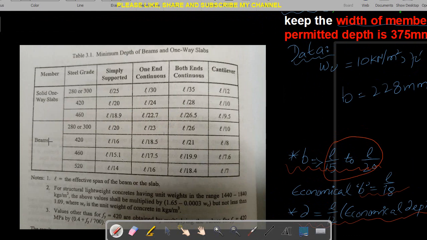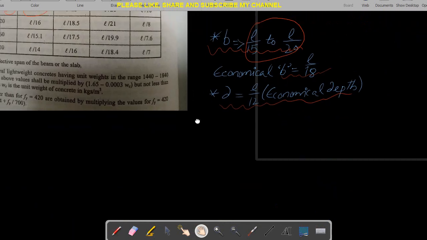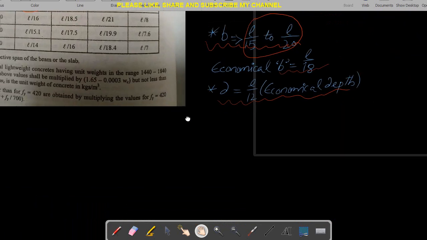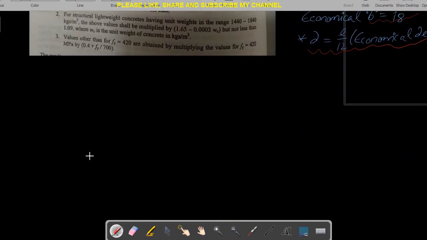From deflection criteria, we have discussed in the previous part how to fix the depth of the beam from various criteria. So here is my beam and here is my grade of steel. I have 300 grade of steel. So for the case of a simply supported beam, the minimum depth of the beam will be L by 20, right? All of these things are important to share with you. So let's start this solution.